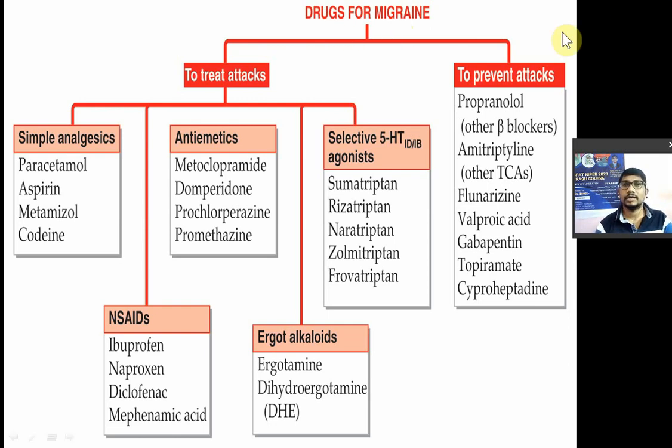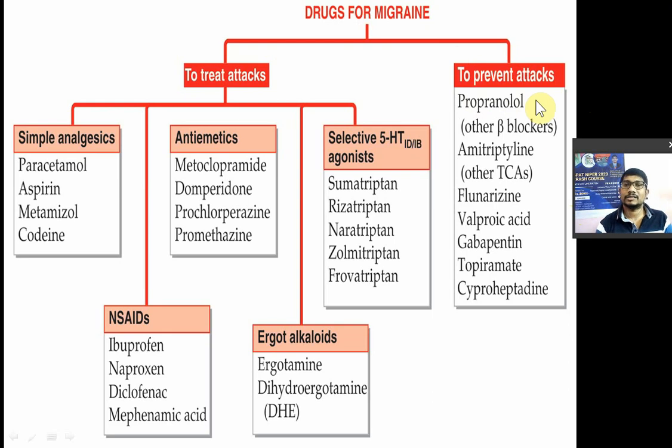Now to treat or to control this migraine there are different kinds of drugs. So first we will see them one by one. Now, drugs which are used to prevent the attack of migraine. Prevention means what? Here it is prophylaxis. So these are the drugs which are used to prevent the attack. So they are used in the prophylaxis.